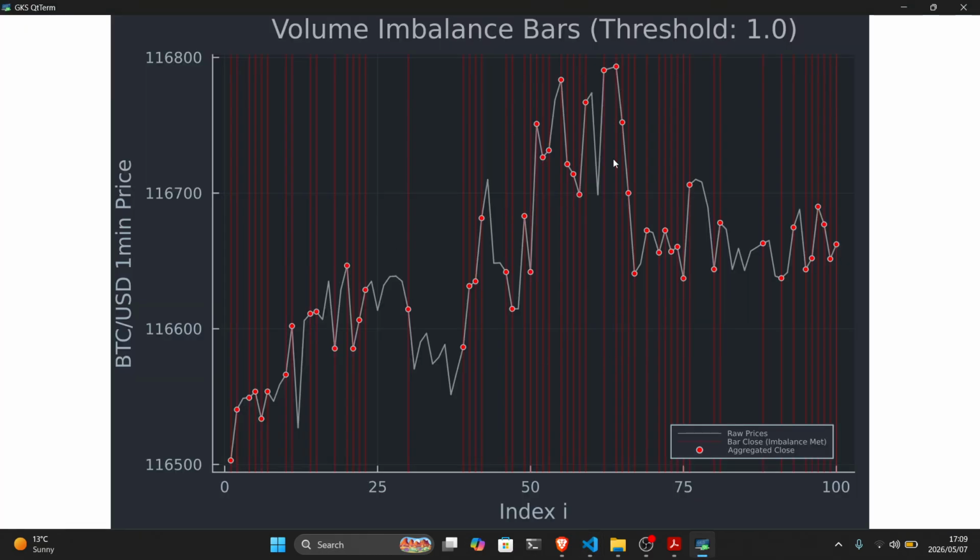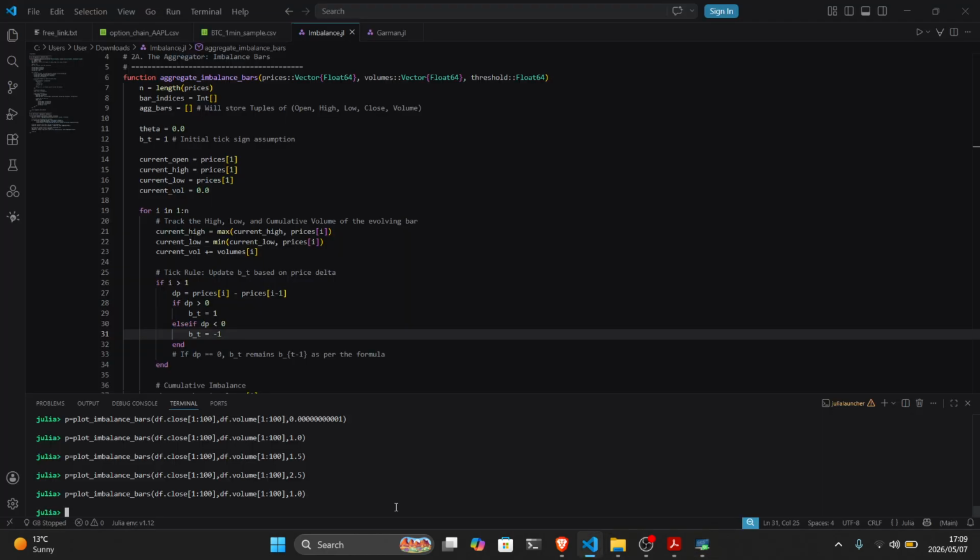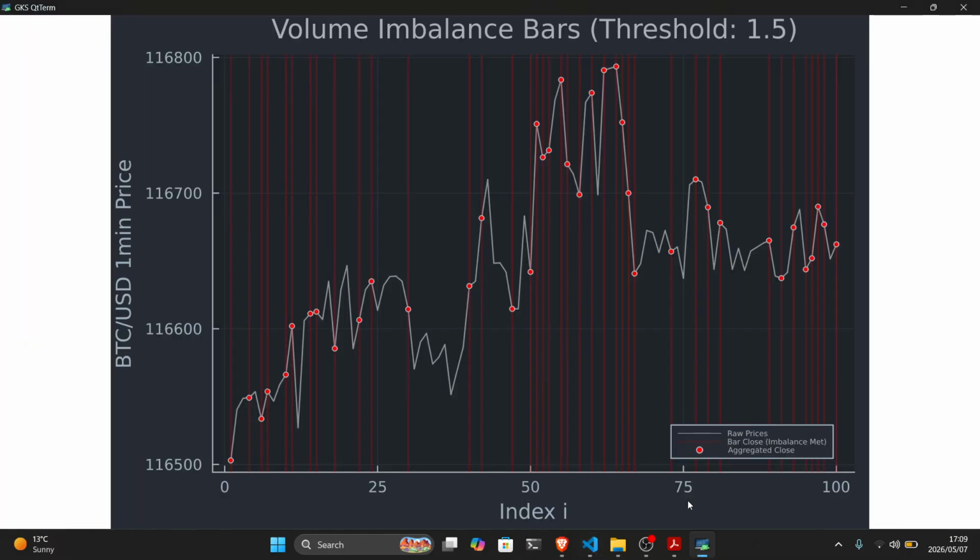Now, as you can see, we have raw price, bar close when the imbalance is met, and aggregated closes. Our threshold is 1 right now, and as you can see, our aggregator is essentially closing fairly evenly. But let's see what happens when we try to make the aggregation bigger. Let's say 1.5. Will there be a noticeable difference?